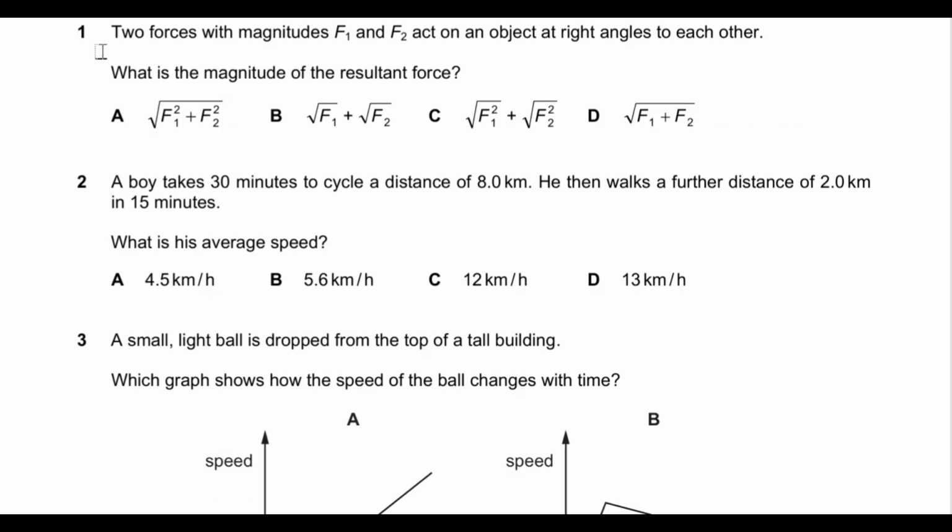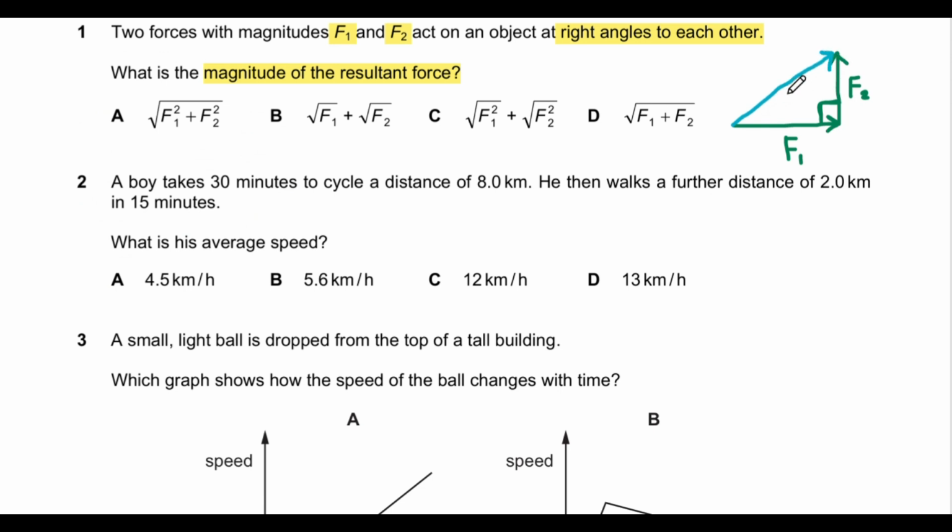Question number 1 says, two forces with magnitude F1 and F2 act on an object at right angles to each other. What is the magnitude of the resultant force? So F1 and F2 are the forces acting on an object at 90 degrees to each other. We have to get the magnitude of the resultant force, which is basically the hypotenuse.